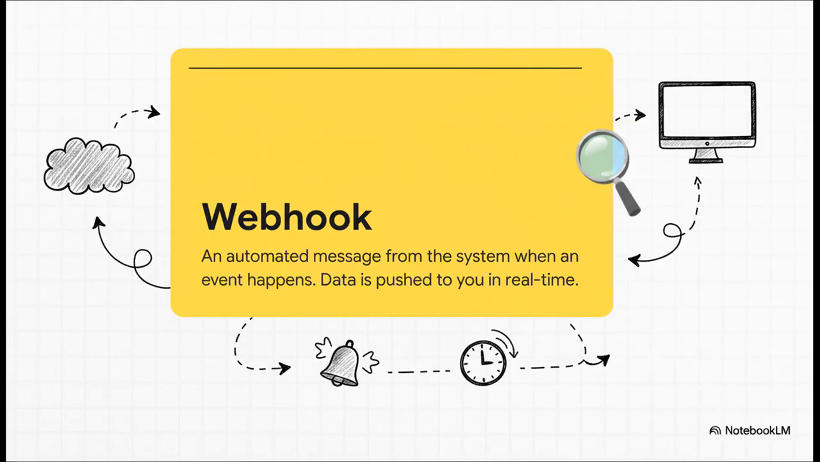Now, a webhook is kind of the polar opposite of an API. With an API, you're initiating the action. A webhook, on the other hand, is reactive. It's an automated notification that the system sends to you when a specific event happens. The critical difference here is that the data is pushed to you in real time. You don't have to ask for it. The system is proactively informing you.